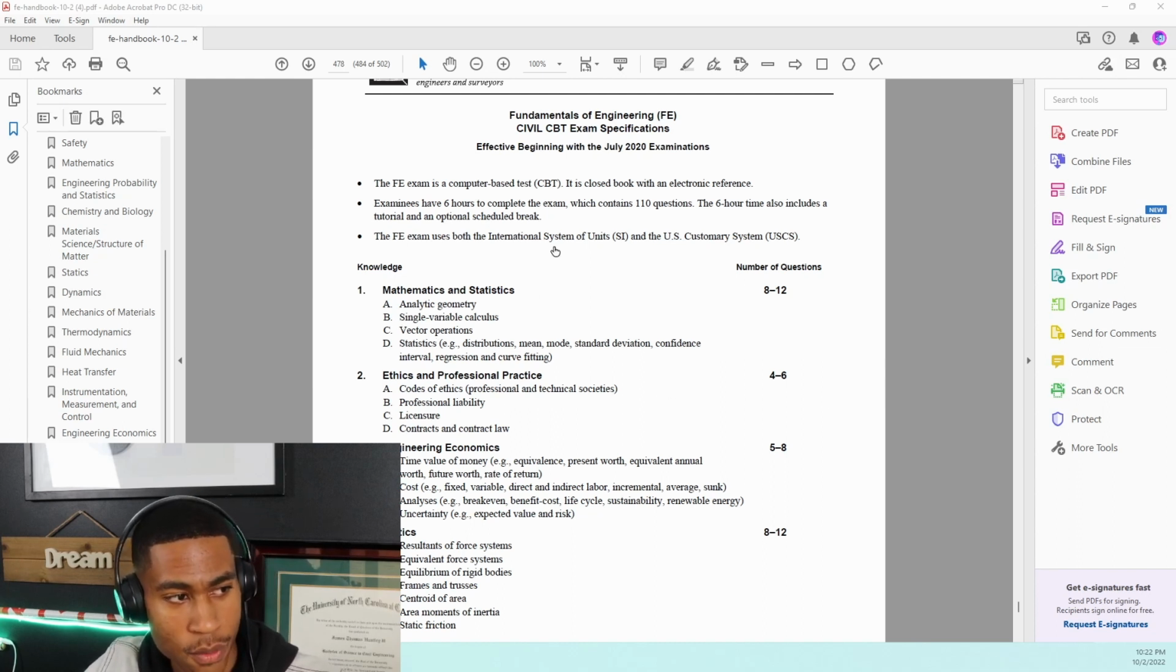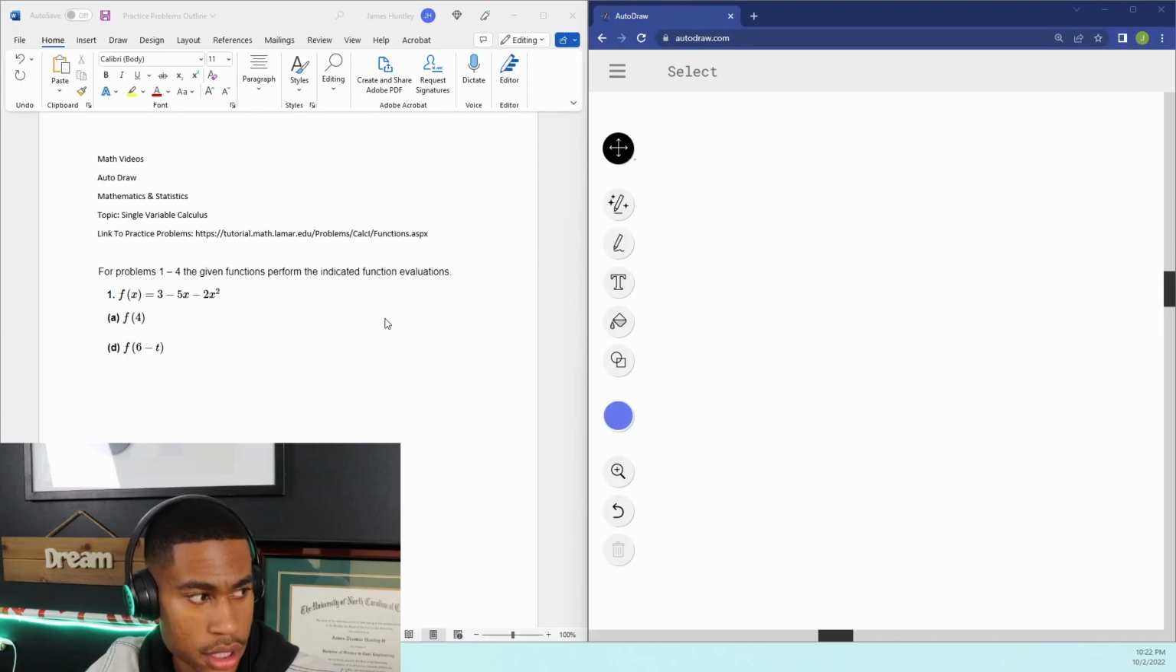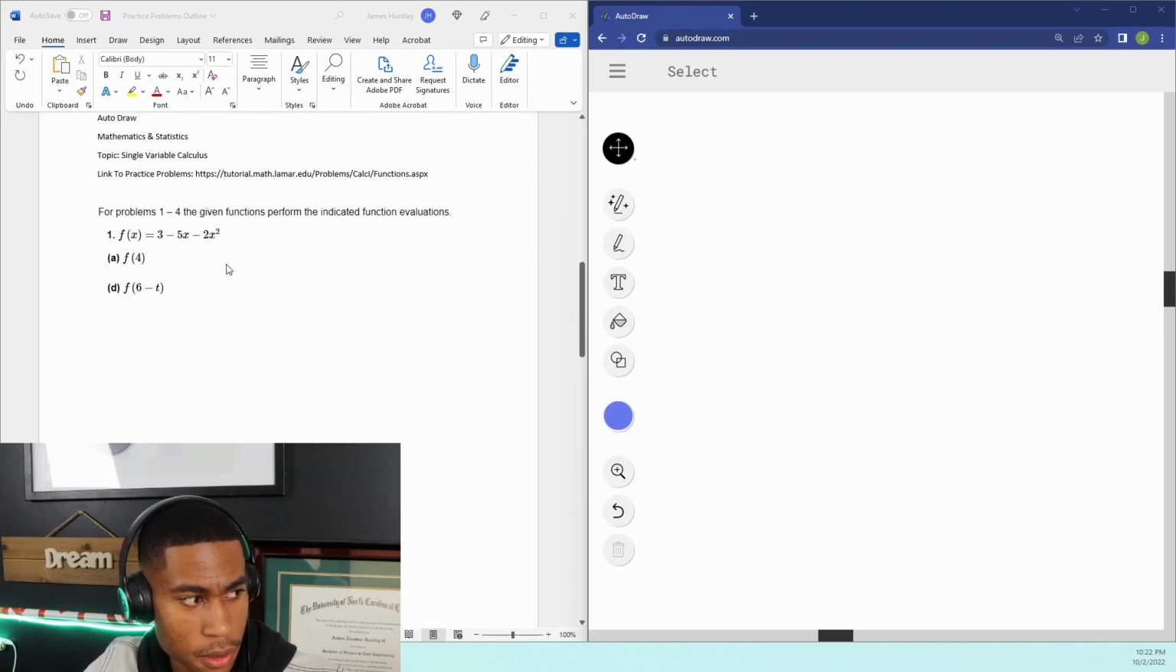Right now I am in the specifications for the topics that you'll need in order to pass the exam, and it says that you will definitely need single variable calculus, and they're going to give you some questions on those. So let's go ahead and get straight into it. I have three practice problems for you all.